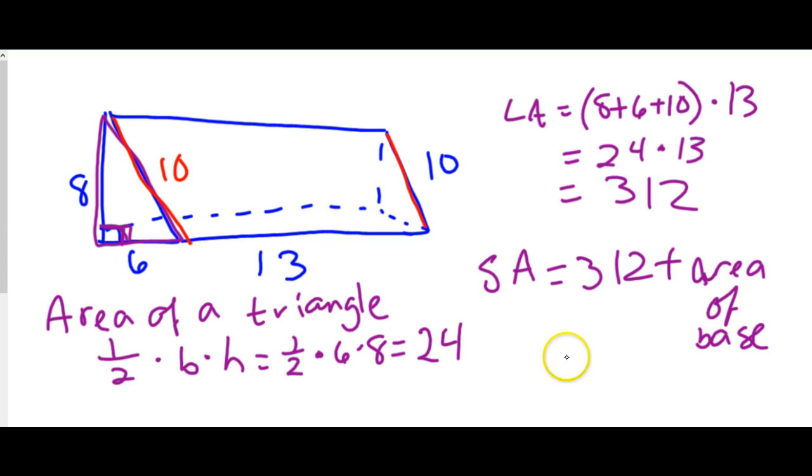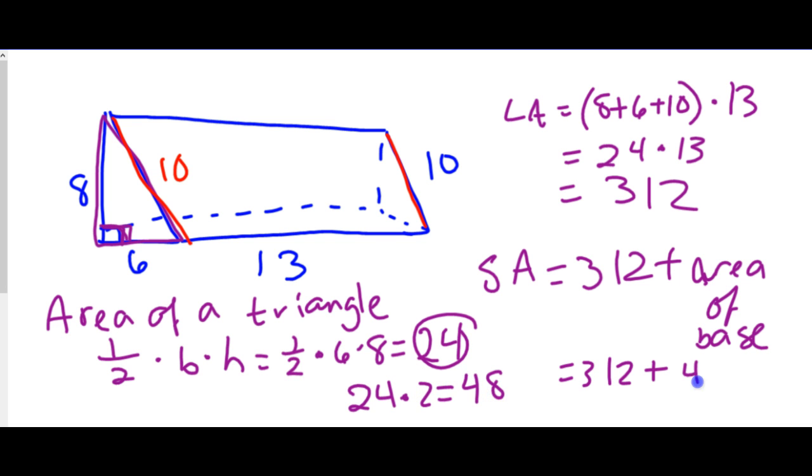So now we do our lateral area plus the area of our bases. What we can't forget though is there are two bases, so we need to actually times this by 2 in order to find the area of both bases. 312 plus 48 gives us 360.